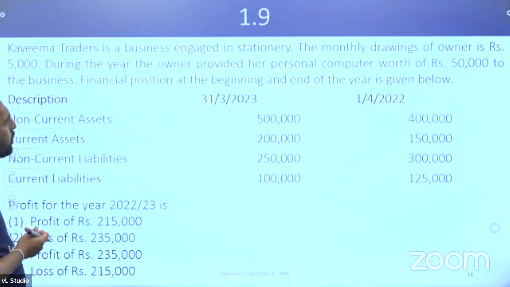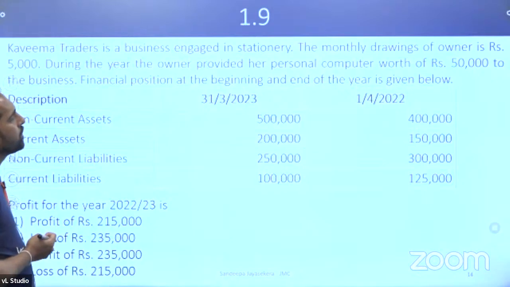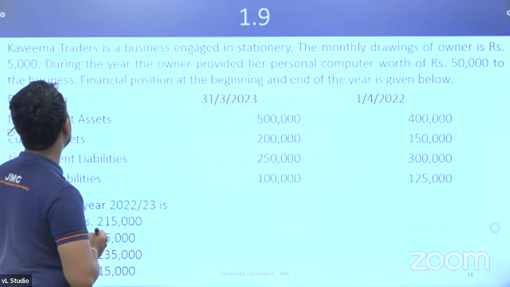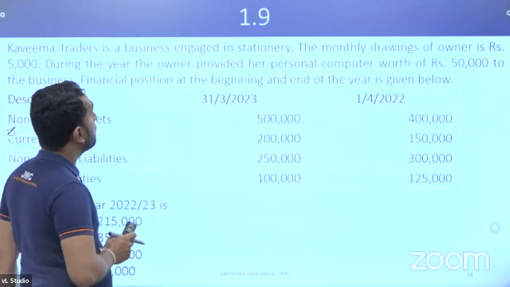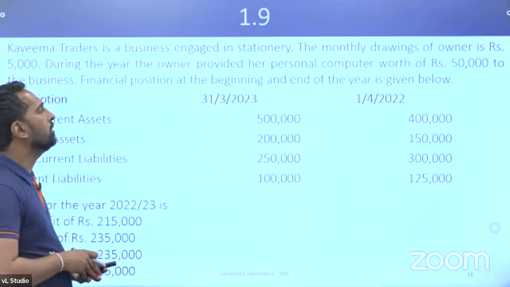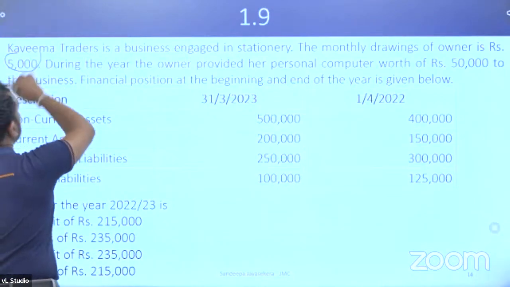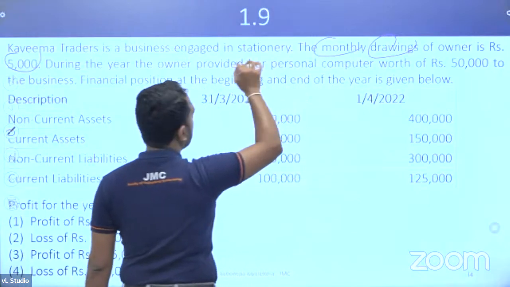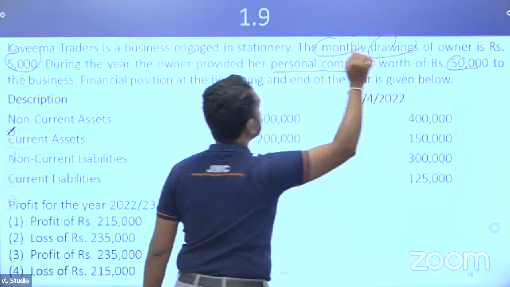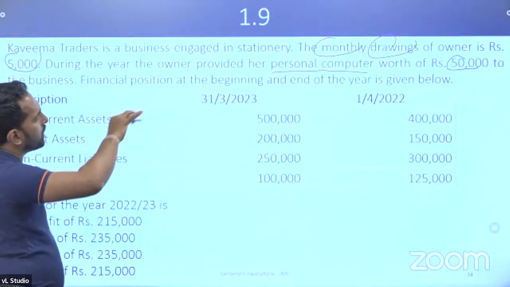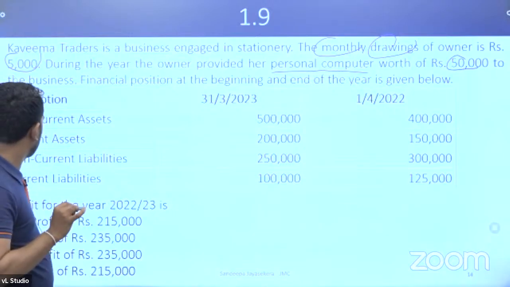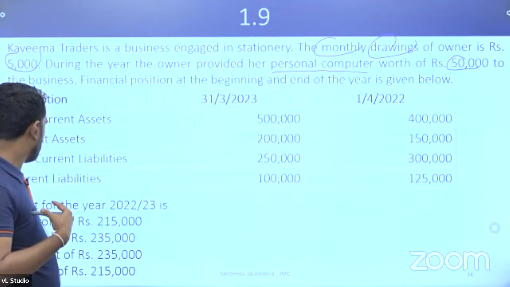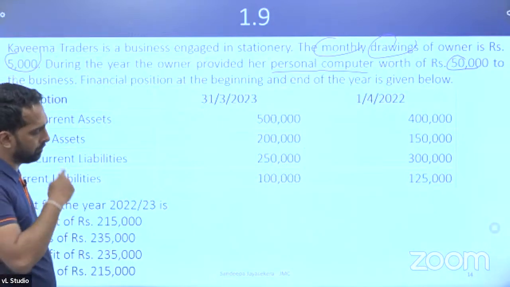Question number 1.9. Kavima Traders is a business engaged in stationery. The monthly drawings of the owner is rupees 5,000. During the year, the owner provided her personal computer worth rupees 50,000 to the business. So the monthly drawings are 5,000, and during the year the owner has provided a personal computer worth rupees 50,000. The financial position at the beginning and the end of the year is also given to you, with the non-current assets, non-current liabilities and current liabilities. You are supposed to calculate the profit for the year.